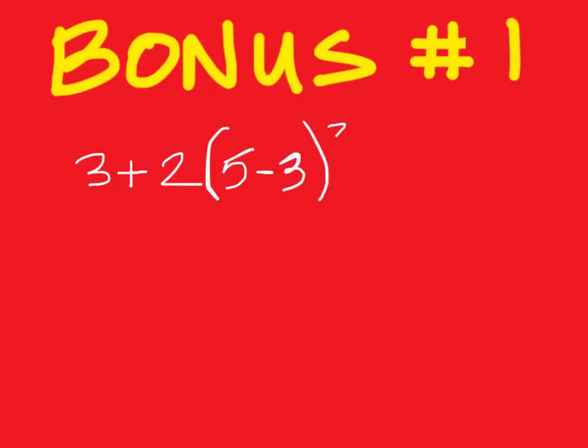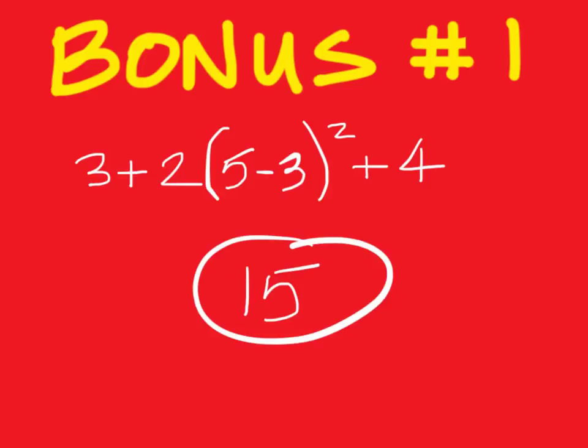Here's practice number 4. 4.62 times 7.3. Everybody that turned this one in had it right. The answer is 15. Here's the second bonus.